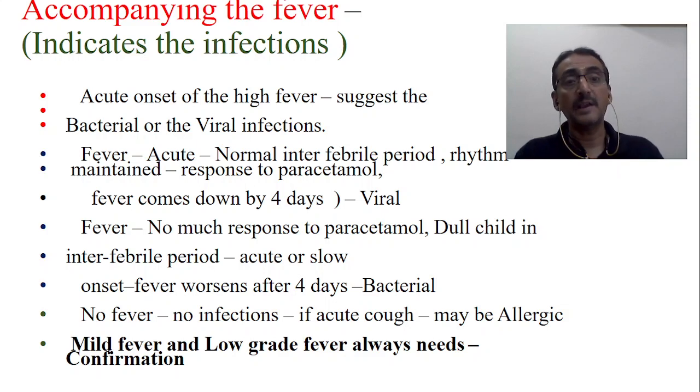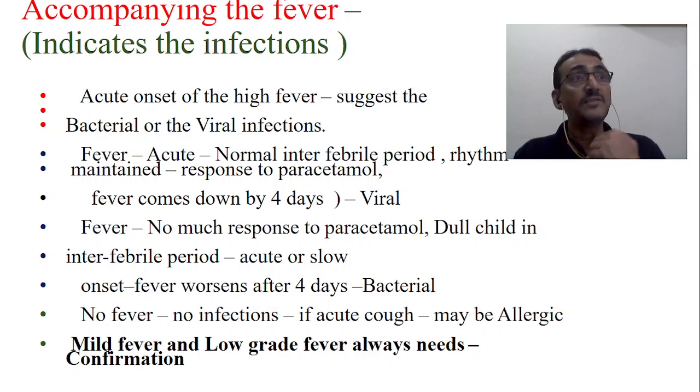Viral fever: the fever is acute and the child is normal in between, in the interfebrile period, and rhythm is maintained. The fever also responds to paracetamol or any antipyretic. Then it is mostly a viral fever. In case of viral fever, the fever comes down by 4 days. But in case of bacterial fever, exactly the opposite happens. Fever may be acute in bacterial also, but in the interfebrile period the child is not normal, looking dull even in the interfebrile period. Rhythm is of course maintained, and there is not much response to paracetamol. And very important, as the days pass, first day more fever, second day still more fever, third day still more fever, so the fever keeps worsening as the days pass. Exactly the opposite happens in case of viral: fever comes down as the days pass.